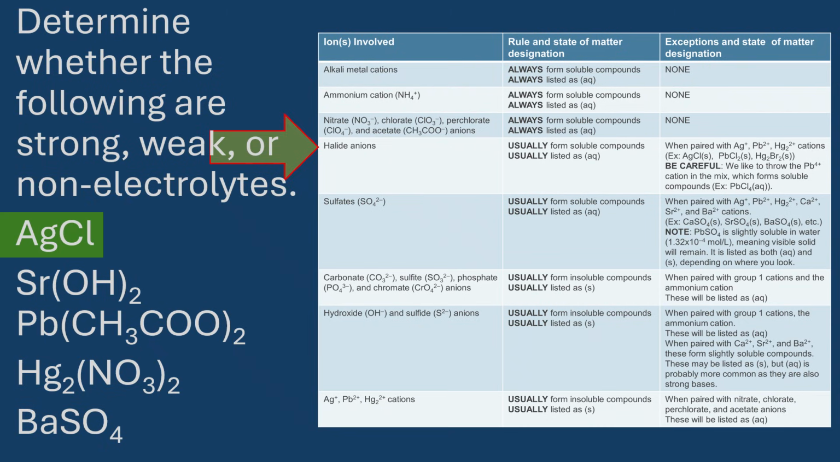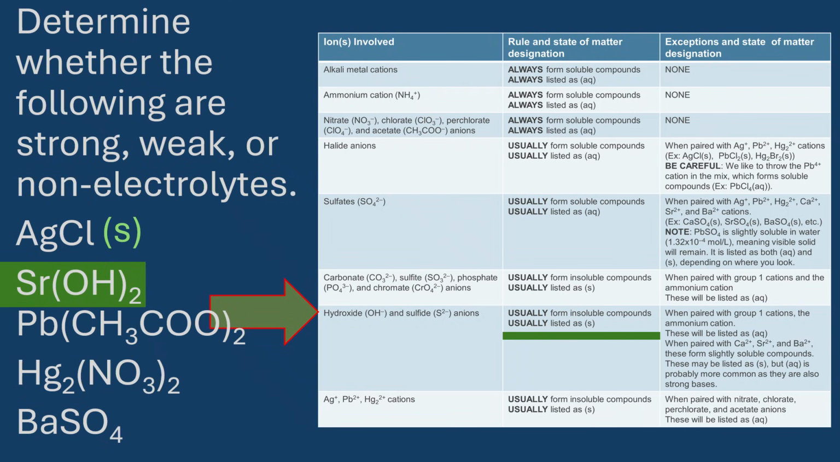We've seen a halide before, and the generally soluble rule hasn't changed. This time, though, our cation is listed as an exception to the rule. So silver chloride would be a solid in water and therefore a non-electrolyte. It's still true that most hydroxides form insoluble compounds. But again, when checking the exceptions, we see that the cation given is included on the exception list. This time, being on the exception list means that our compound is partially soluble and should be listed as a weak electrolyte. It would get an AQ in a balanced equation.